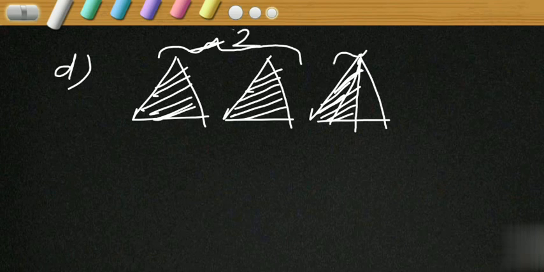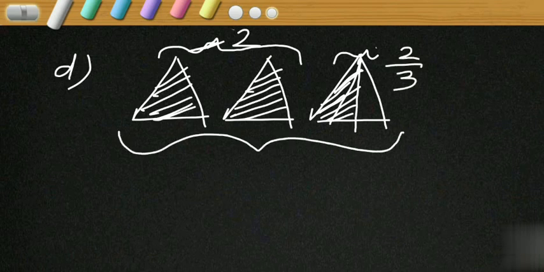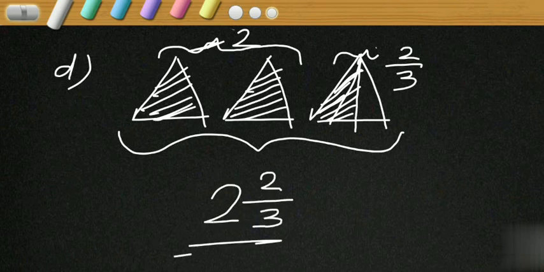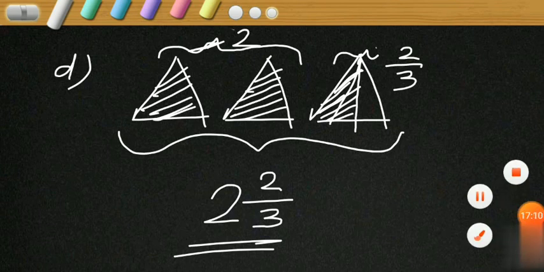Or what about this triangle? Out of 3, 2 are shaded means 2 by 3. So what is the fraction corresponding to entire shaded portion? Yeah, 2 is the whole number part and 2 by 3 is the fraction part. Have you understood the concept of mixed numbers? Is it clear? Okay, the next topic can be learned in the coming class.